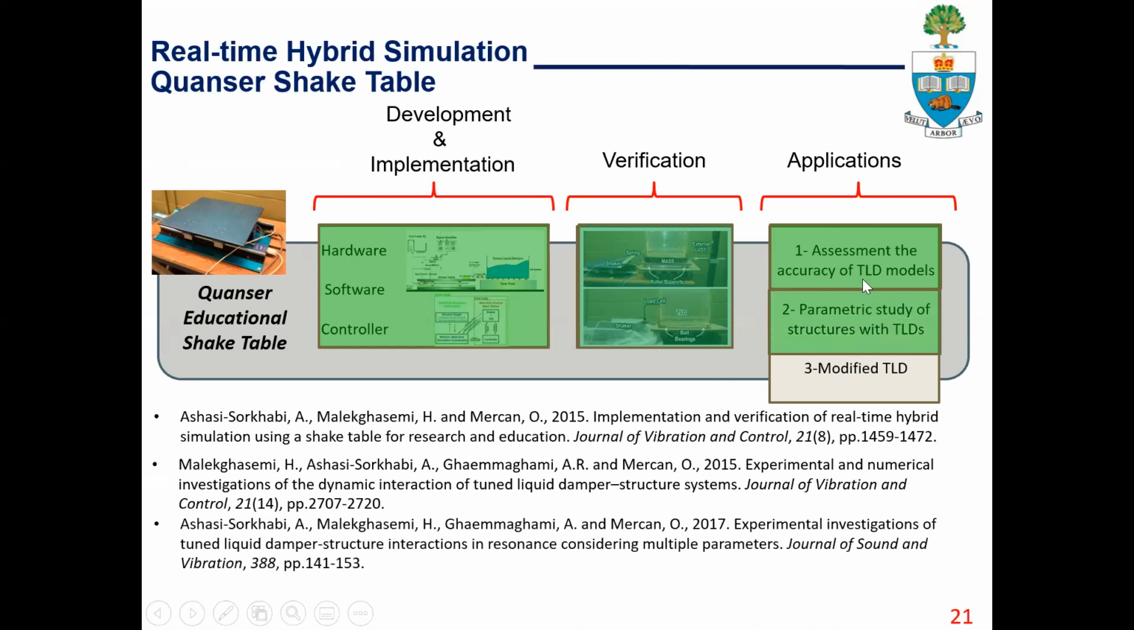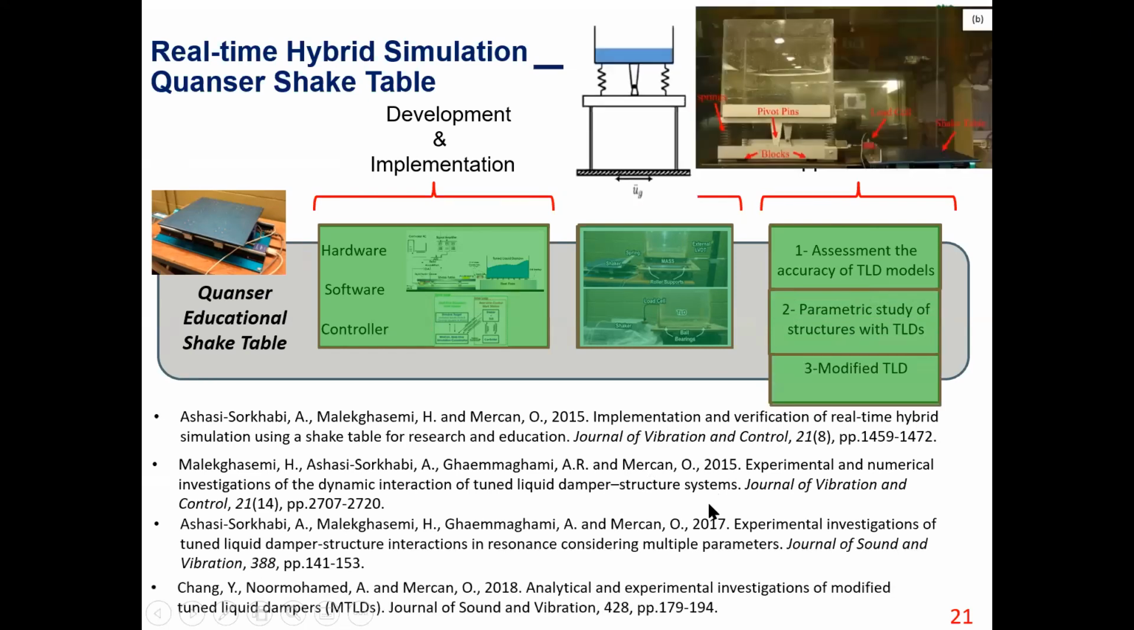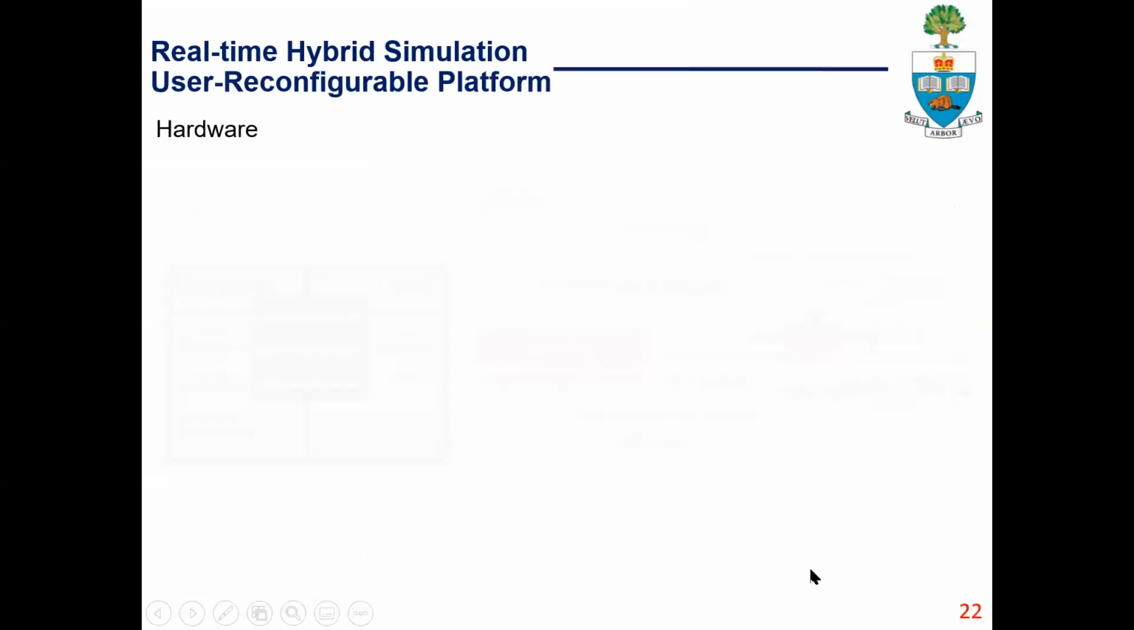So we compared the accuracy of different TLD models. We did a detailed parametric study for structure interaction with TLD, and also we introduced some modification to the connection of the TLD to the structure by introducing this pivot and springs, such that when the structures move back and forth, the tank does not only move back and forth, but it tilts also. And this rotation engages more water quickly. And we investigated the efficiency of this type of connection between structure and the TLD using real-time hybrid simulation.